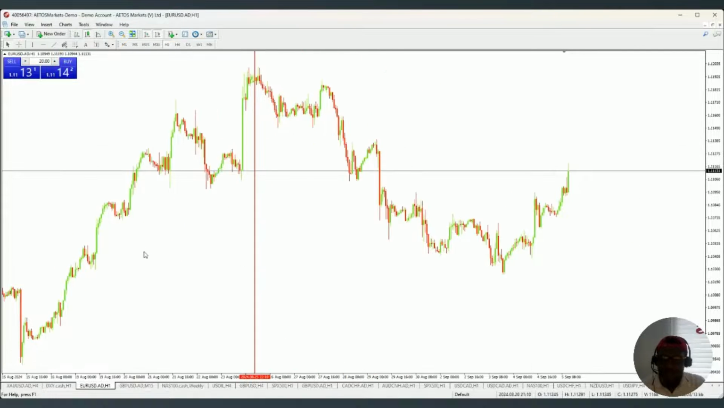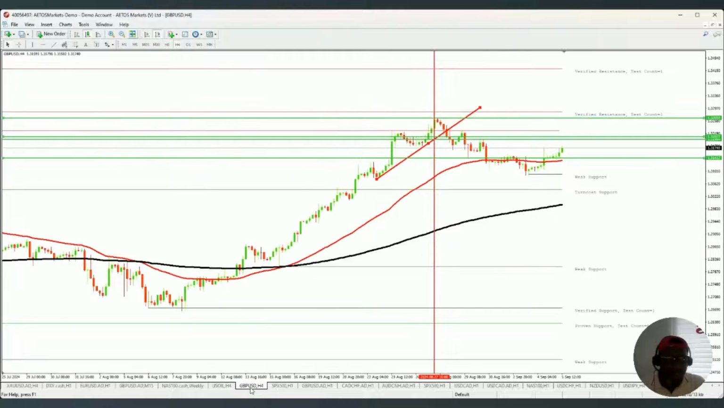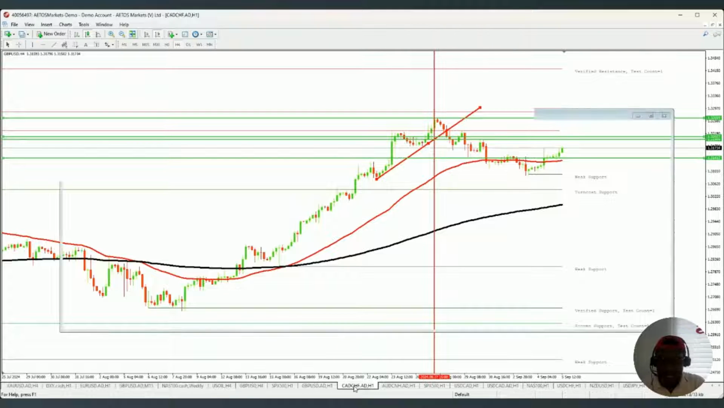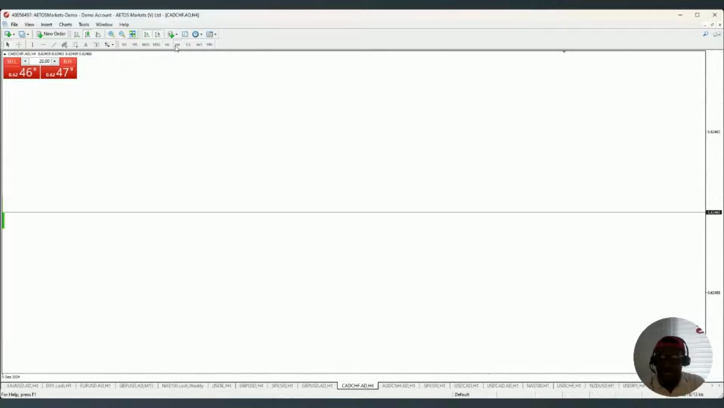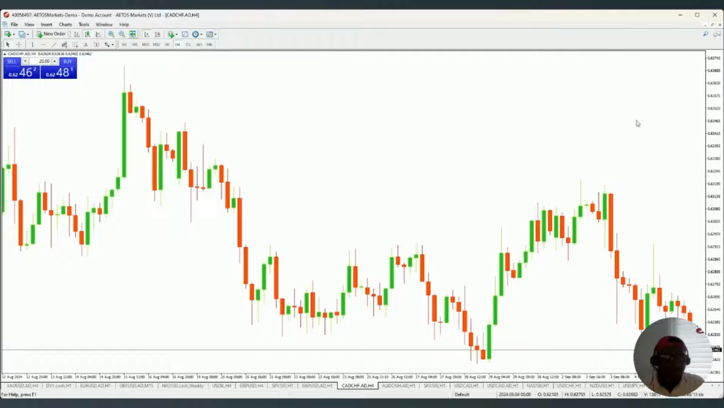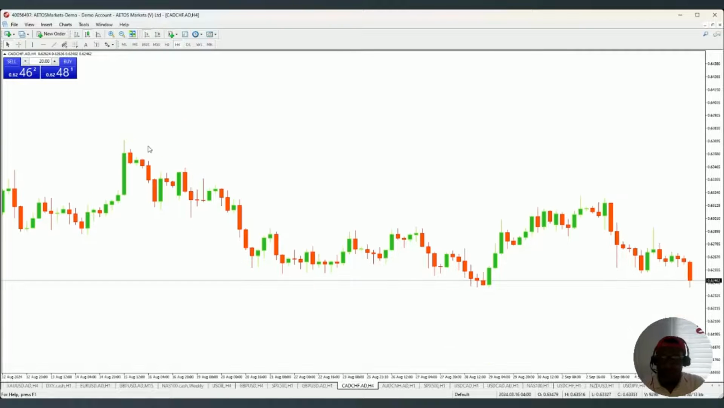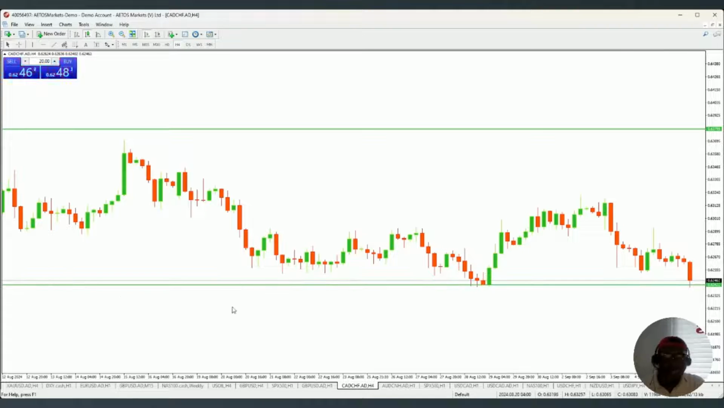But we have situations too where we call it a ranging market. Let's look at an example of a ranging market here. If you look at what is going on from this point to this point, whenever it's not making a new high and a new low, it is mostly called a ranging market. And what do you do in a ranging market? You wait for a breakout.